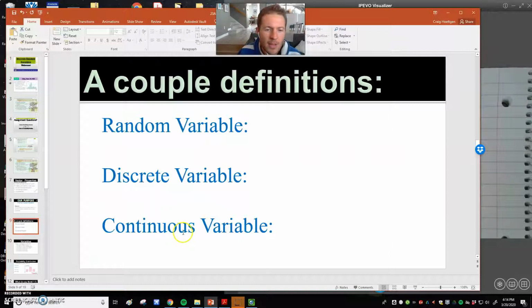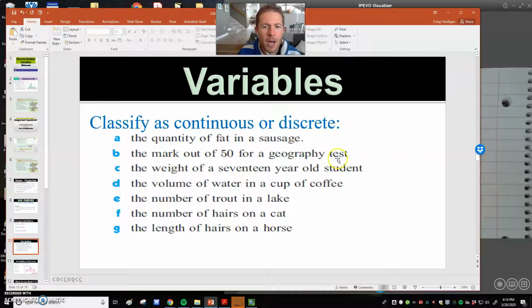Continuous variables, these are things that are measured. They have decimals. Weights, anything that's measured is generally a continuous variable. So let's test ourselves. Go ahead and pause for a second and try each of these and ask yourself, is it continuous or is it discrete?